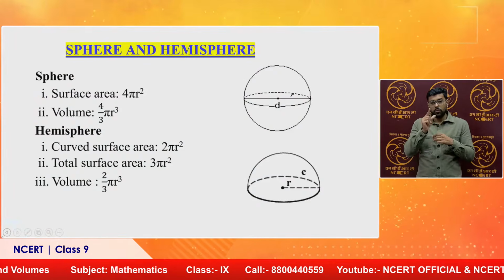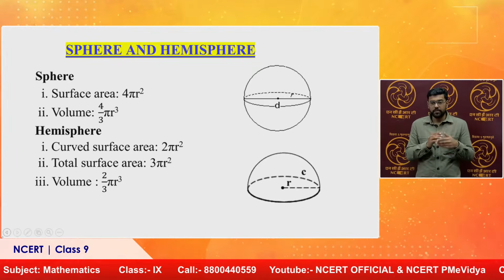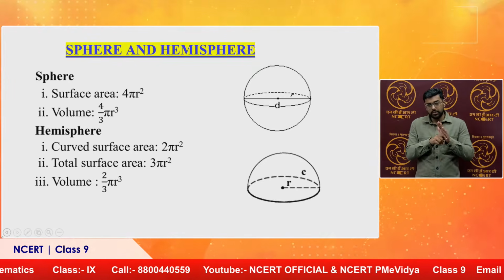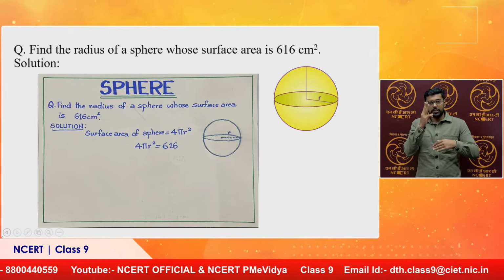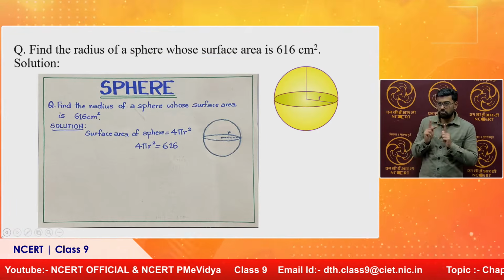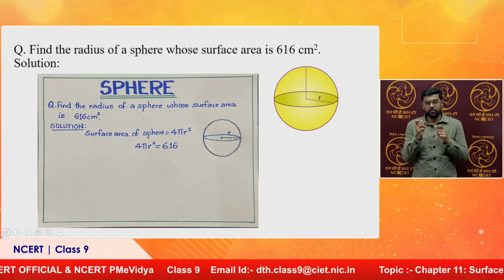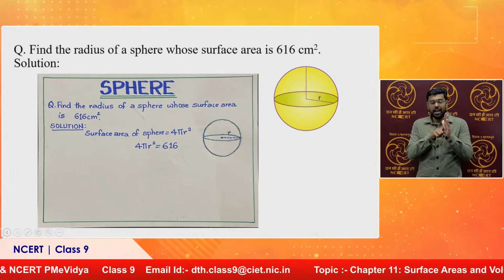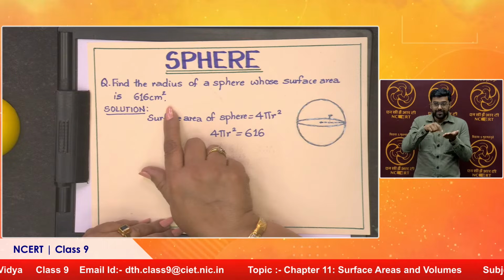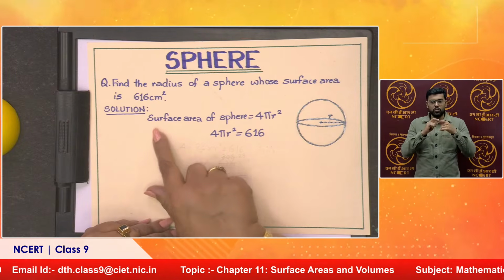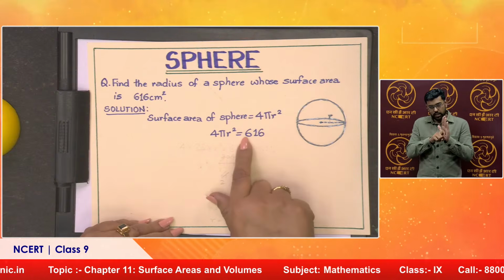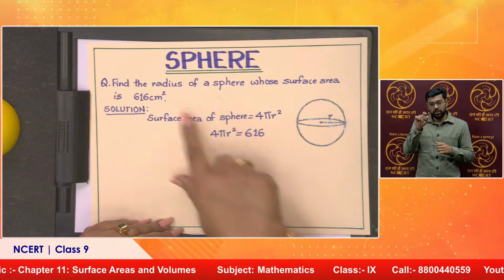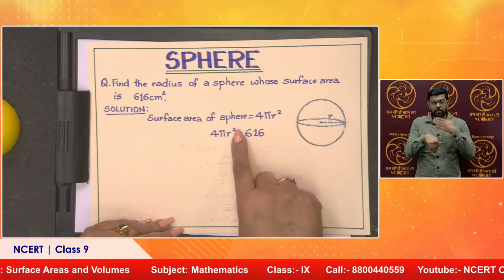And the volume here is naturally half of the volume of sphere. 4 pi r cube divided by 2 will give me 2 upon 3 pi r cube. Yes? Okay. Now, let us do a question based on sphere. Find the radius of the sphere whose surface area is 616 centimeter square. So, surface area of sphere, as I told you, it is 4 pi r square. So, 4 pi r square is equal to 616, we can equate and then find out the value of r.